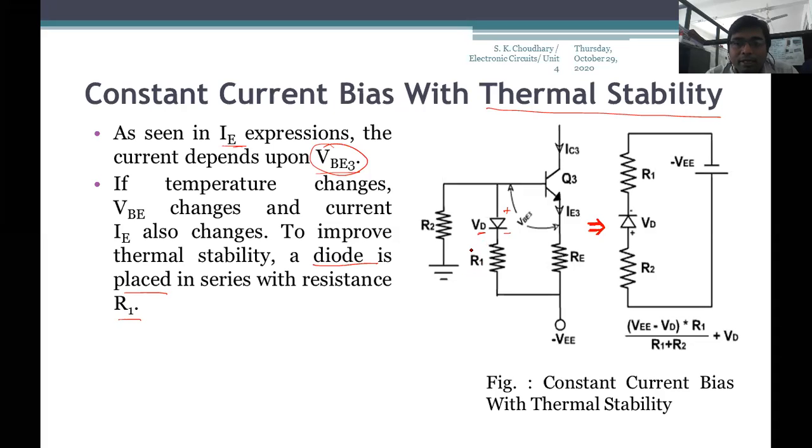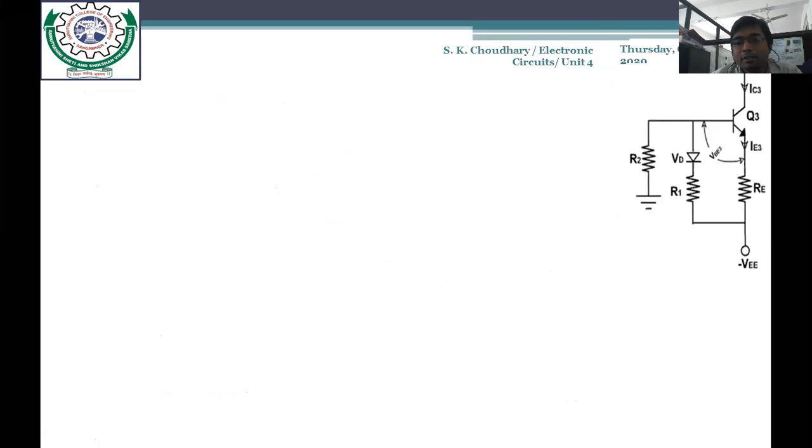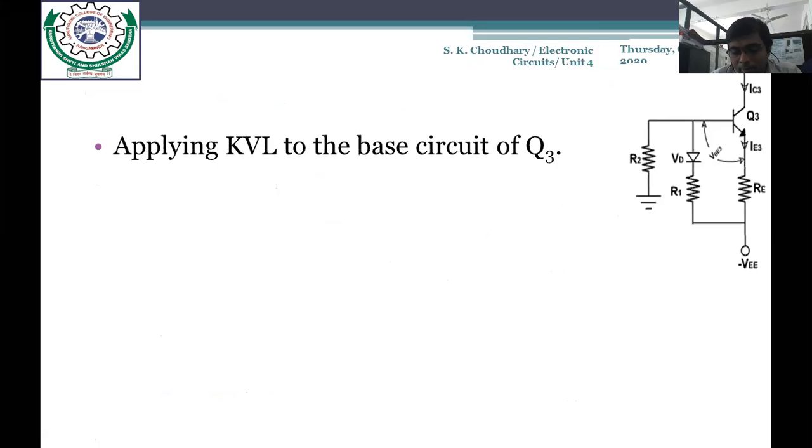Here we only consider the area where Q3 is connected. We have not shown in the diagram the rest of the differential amplifier. Now this diode helps to hold the current IE3 constant even though the temperature changes. Okay, so for thermal stability we connect this diode in series with R1. Let us see how this functions. In this case, we first do the mathematical analysis to understand this function of thermal stability.